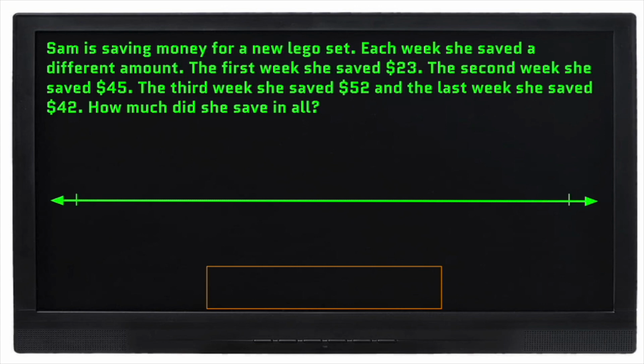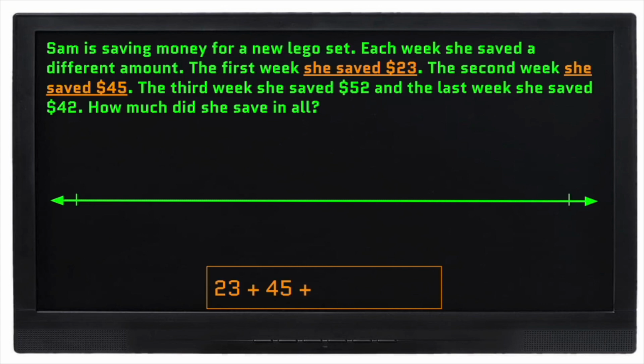Sam is saving money for a new Lego set. No important information in that sentence. Each week she saved a different amount. Okay, that's helpful, but there's no mathematical information for me. The first week she saved $23. I'm going to underline that. That seems like important information.